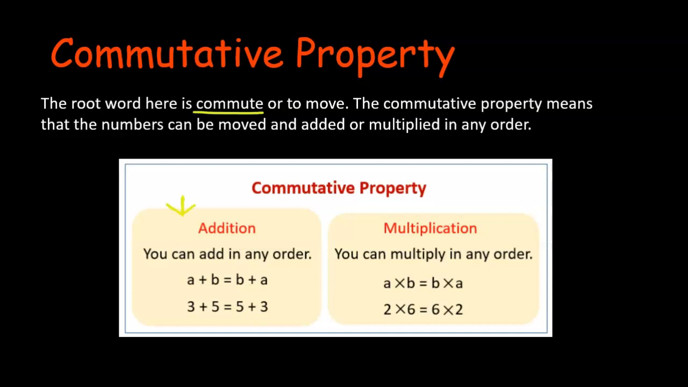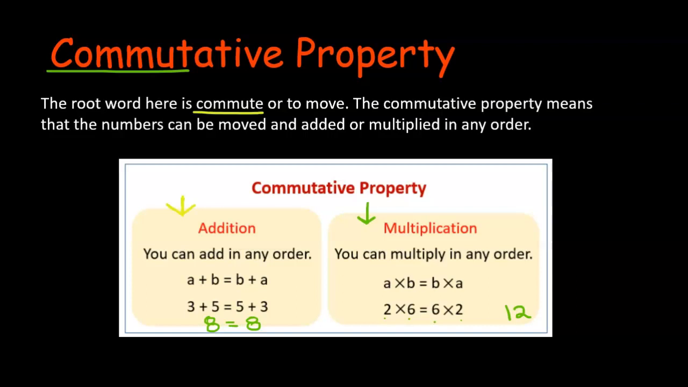The same thing goes with multiplication. Okay, you can multiply in any order and get the same exact answer. So 2 times 6 and 6 times 2 will give you the same answer of 12. Let's go back over here. This will give you 8, and 5 plus 3 equals 8. They both give you 8 as the same answer. So it doesn't matter when you talk about the commutative property. The root word here is commute. That means to move around.